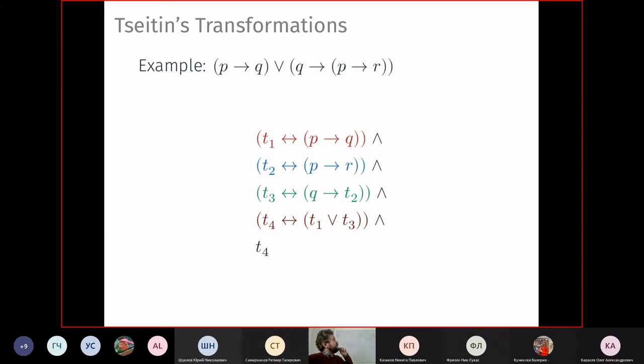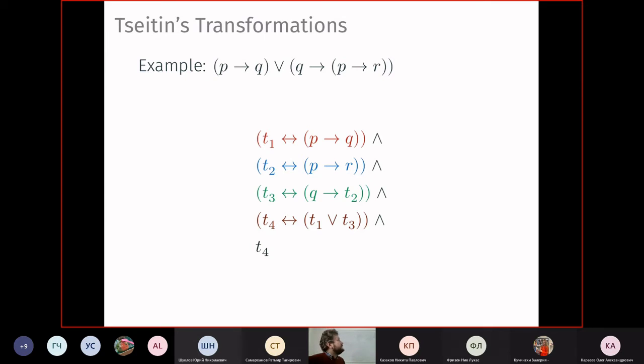And here is an example. So when we parse it, we say that P implies Q is, say, T1, P implies R is, say, T2, then Q implies T2, so Q implies (P implies R), will be T3, and T1 or T3 is T4. And these are colored in different colors just to distinguish them. And these are all in conjunction. And the final thing is that you have to postulate that T4 should be true. This means that your Boolean formula is satisfied, right? The big formula should be true.